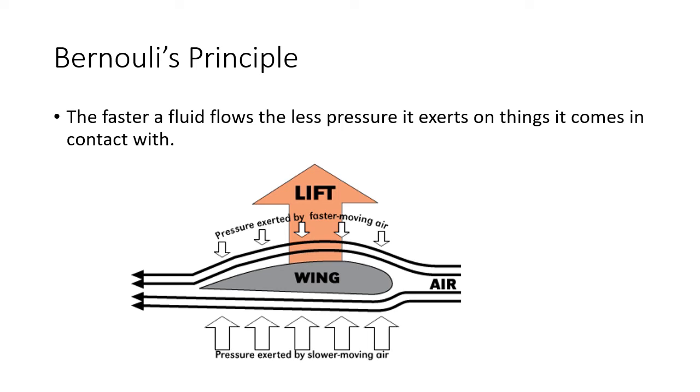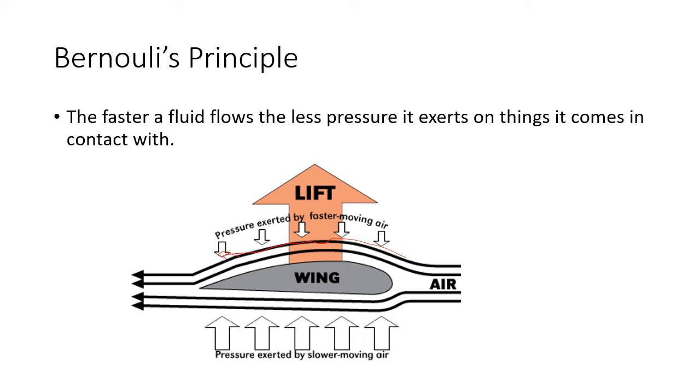All right, Bernoulli's principle. The faster a fluid flows, the less pressure it exerts on things it comes in contact with. For example, this is how airplanes fly. The shape of the wing causes the air to move faster over the top. That creates low pressure on the top and high pressure on the bottom. And the faster the plane flies, the bigger the difference in airspeed and the bigger the difference in pressure, so the more lift is generated.